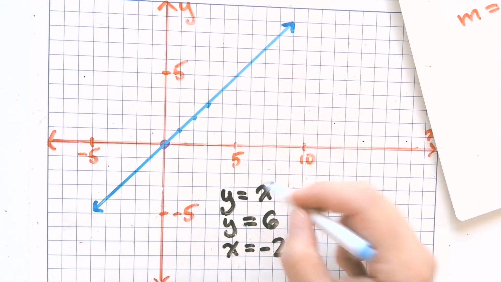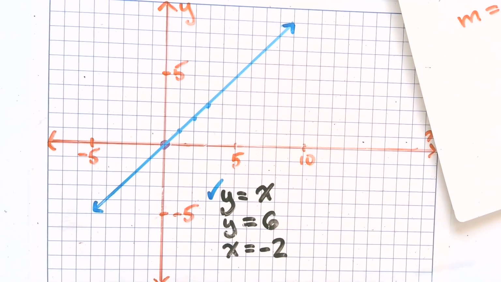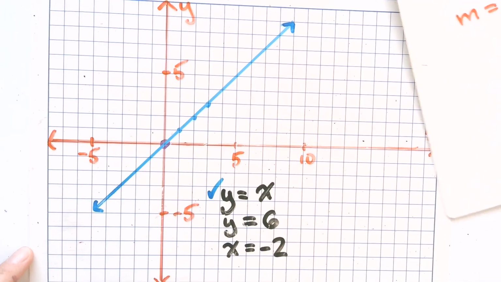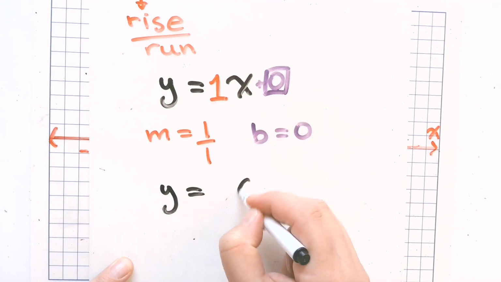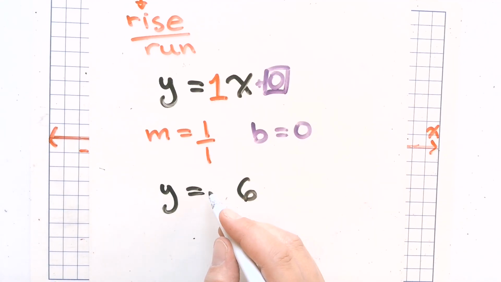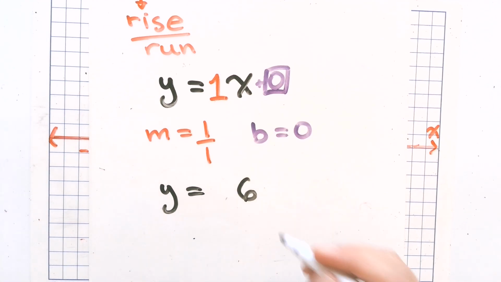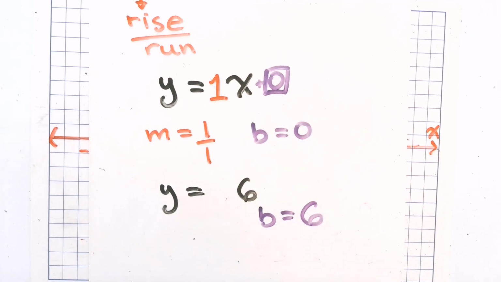Let's look at the next example. That was y equals x. The next one is y equals 6. Again, it seems like it's missing something. What am I missing? I have a number, but I don't even have an x, much less a number in front of x. If I have nothing in front of x, I know that my y-intercept is going to be 6. That's convenient. But what is that slope?